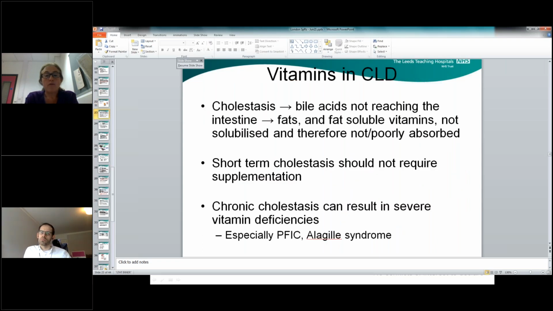We are only really worried about vitamins if they've got chronic cholestasis. So, you know, a short-term cholestatic condition, we're probably not going to worry about. But in chronic cholestasis, we can see severe vitamin deficiencies, particularly the intrahepatic cholestatic conditions like PFIC and Alagille syndrome, where they can be profoundly cholestatic and then profoundly vitamin deficient. So we've had kids with multiple fractures or chest wall that's concave because their bones are so soft.